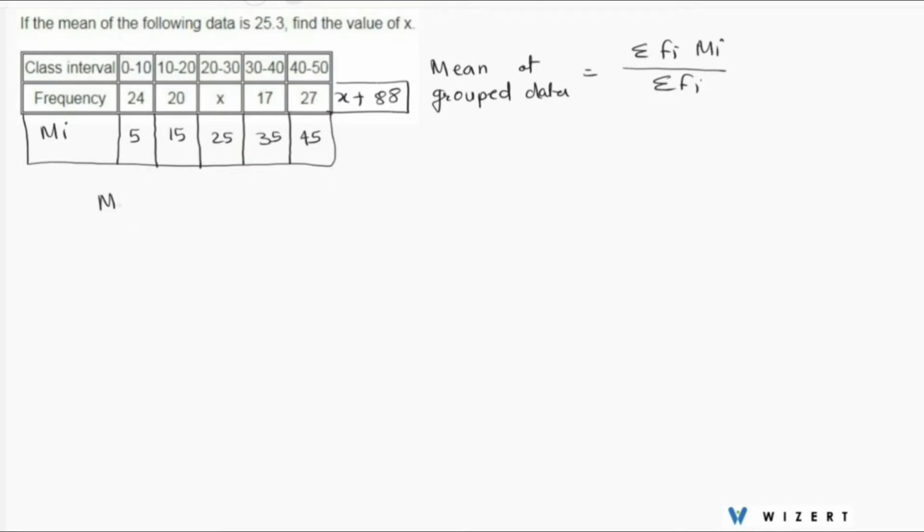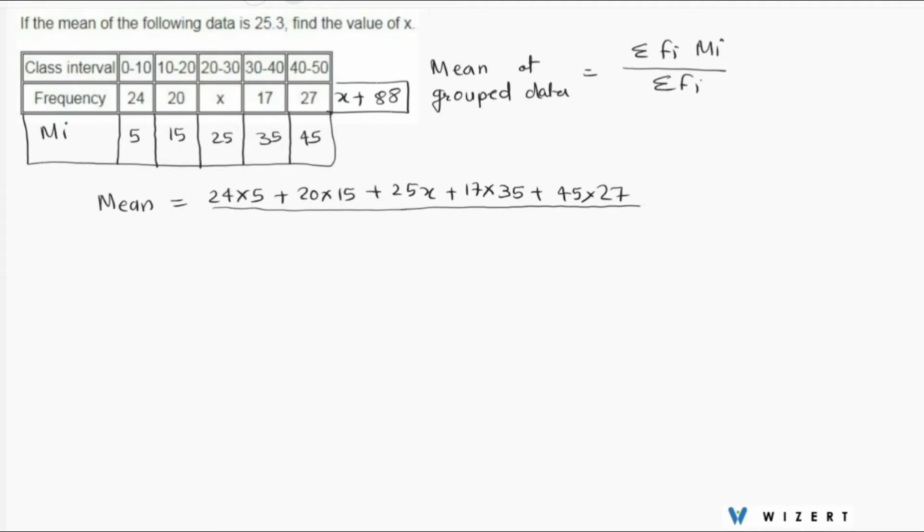So the mean will be equal to summation of fi mi: 24 multiplied by 5 plus 20 multiplied by 15 plus 25x plus 17 multiplied by 35 plus 45 multiplied by 27, whole divided by x plus 88. Now the average, that is the mean, is given as 25.3.